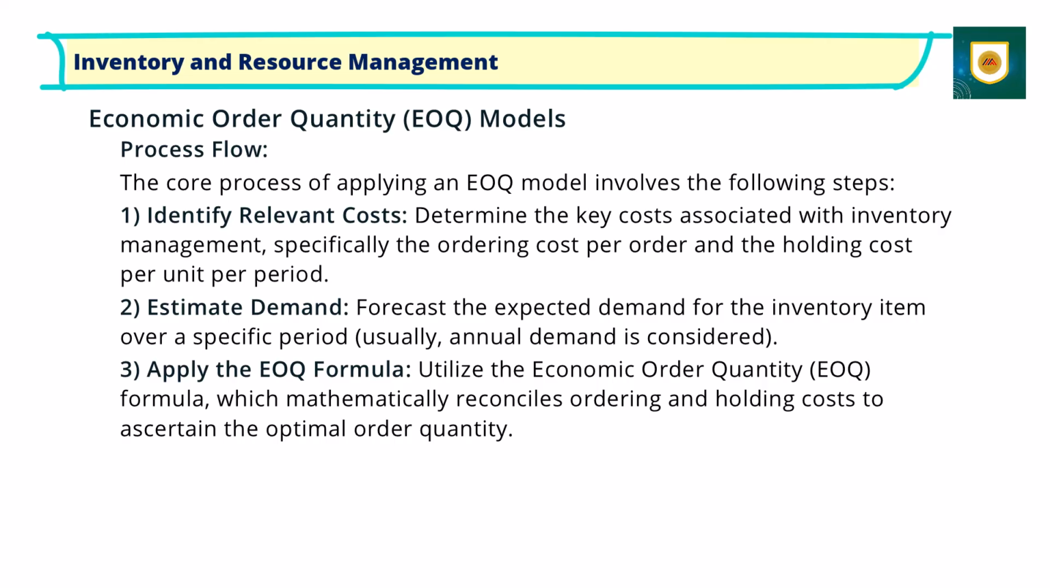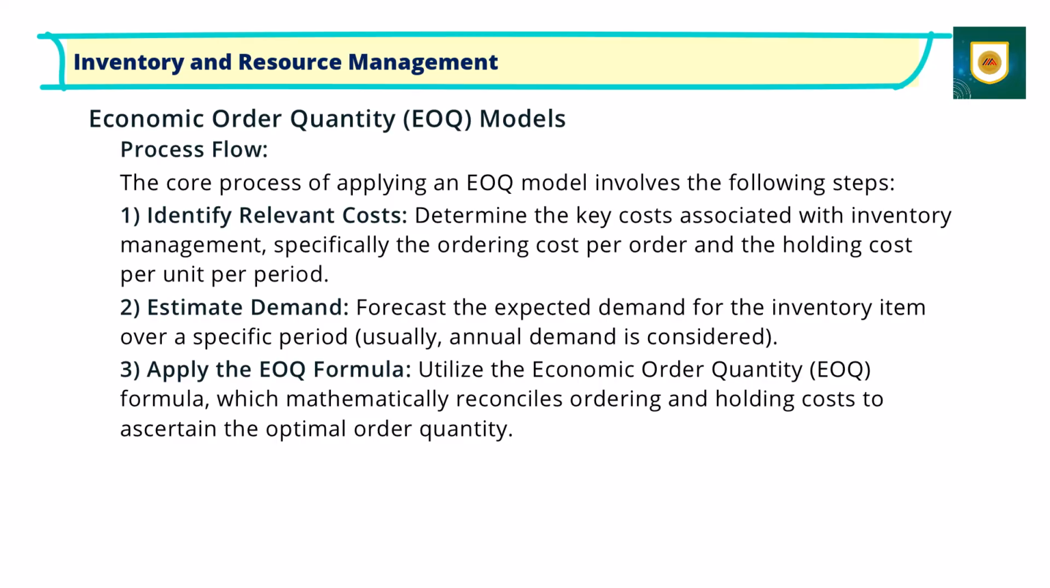Process flow. The core process of applying an EOQ model involves the following steps. 1. Identify relevant costs. Determine the key costs associated with inventory management, specifically the ordering cost per order and the holding cost per unit per period. 2. Estimate demand. Forecast the expected demand for the inventory item over a specific period, usually, annual demand is considered.